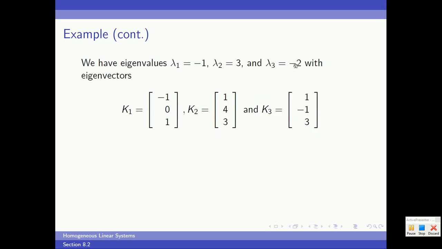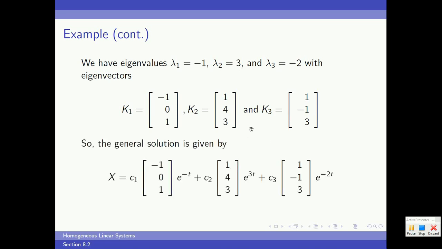Okay, so now we have 3 eigenvalues, 3 eigenvectors. They're all distinct. So we can form our general solution by saying we have a constant times our K1, e to the -t, plus a constant times K2, e to the 3t, plus a constant times K3, e to the -2t.